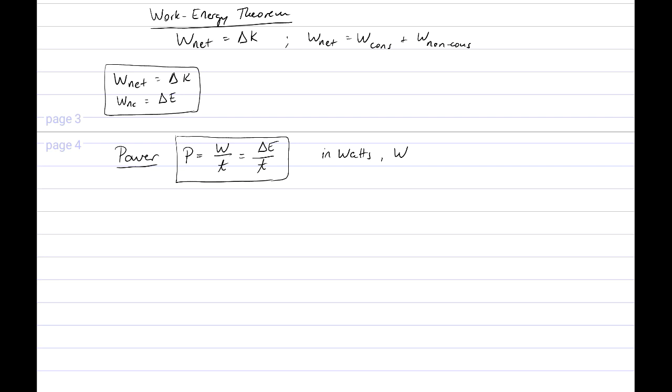Let's rewrite this a little bit. So power is work divided by time, and work is F d cos theta divided by time. So distance over time is velocity, so we can also see power as force times velocity times cosine of the angle between them. So that's a different way of writing power.